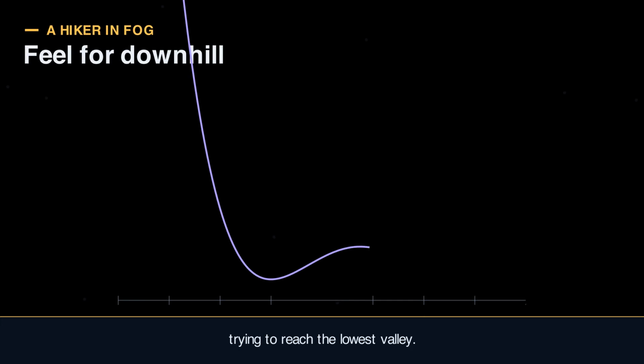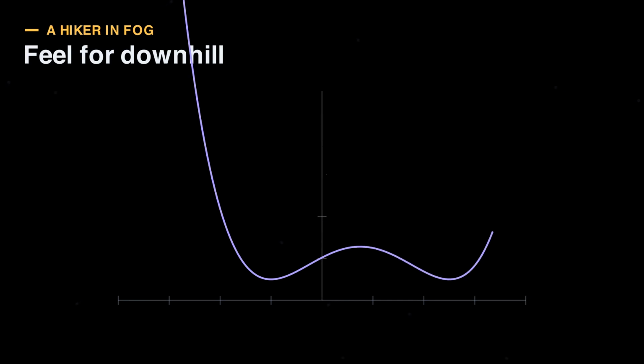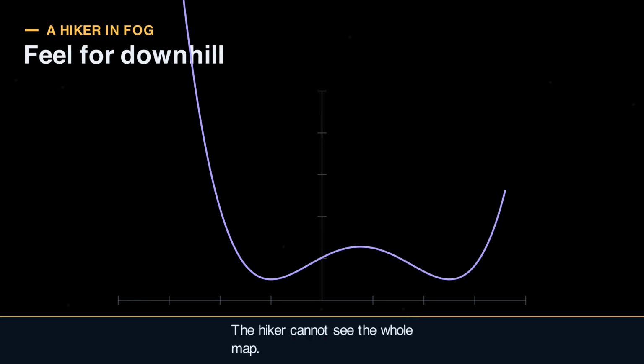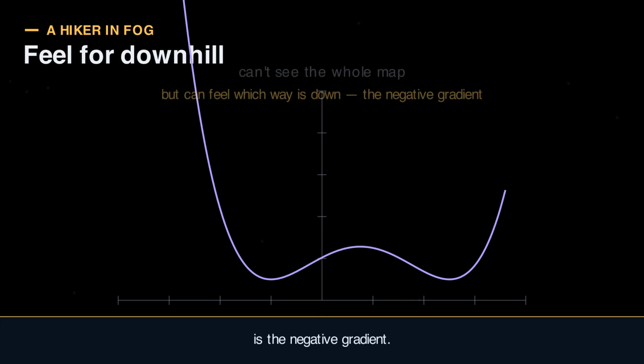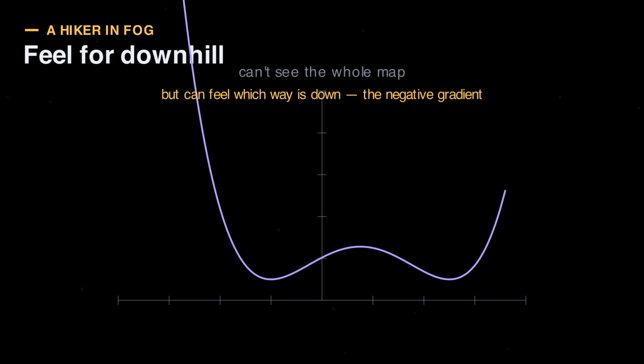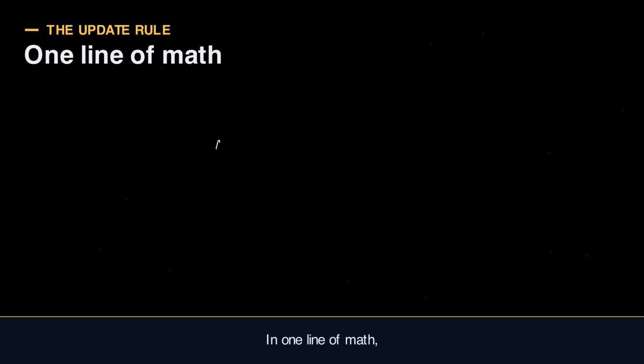Picture the error as a landscape and the model as a hiker lost in fog trying to reach the lowest valley. The hiker cannot see the whole map. But at their feet they can feel which way is downhill. That is the negative gradient. So they take a step that way, then feel again, then step again. In one line of math, that is the update rule.